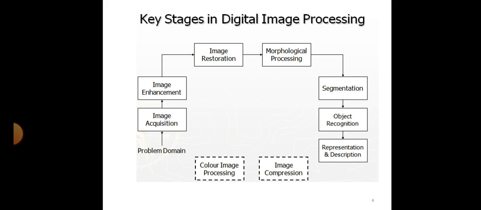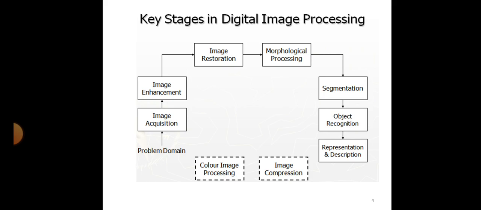First, we acquire the digital image, that means the problem domain. It is the process we are going to adopt for that problem domain. The first one is image acquisition. Image acquisition means how we capture the image. It is using the camera only that we capture the image.